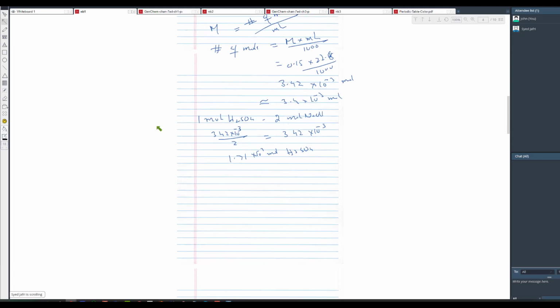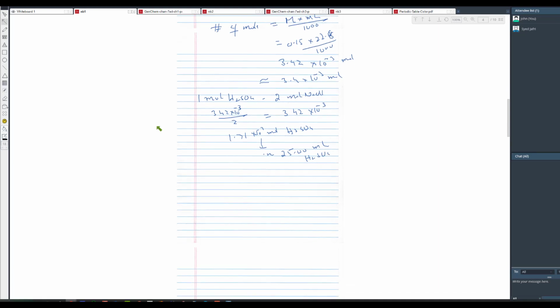And this number of moles of H2SO4 is present in 25 ml of H2SO4. So again we are using the molarity formula. Molarity is equal to, as I told you, the number of moles divided by liters, but if I'm taking milliliters, then put the 1000 here.